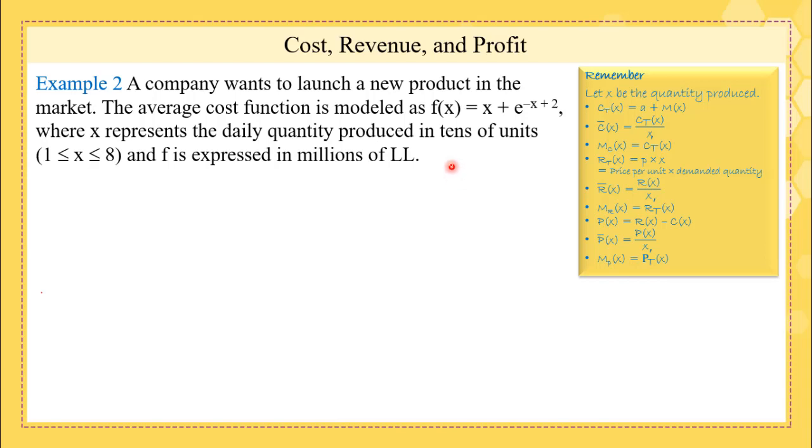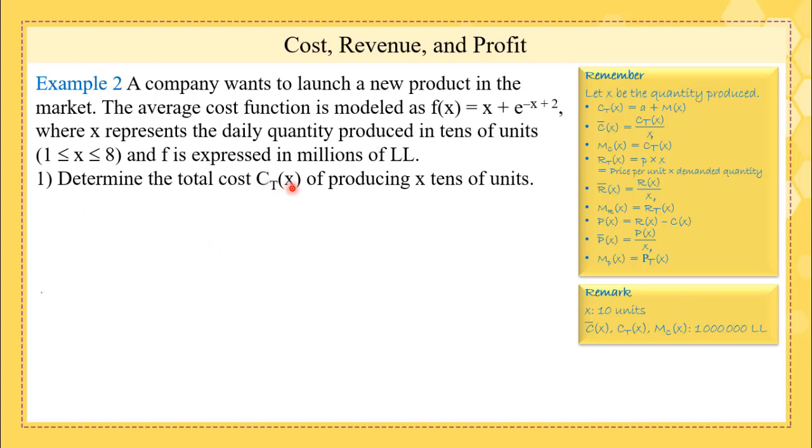From the given information, in addition to the expression of the average cost f of x, let us take the following remarks that we will use in this example. The unit of x is 10 units, and the unit of average cost, total cost, and marginal cost all equal 1 million Lebanese lira.